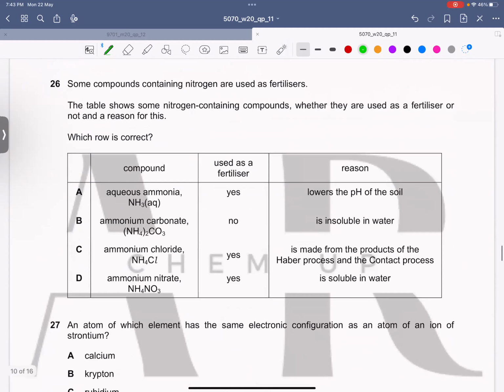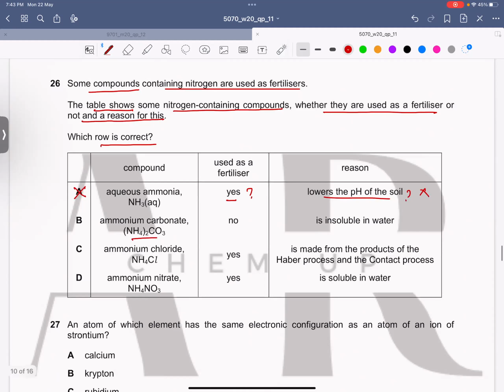Some compounds containing nitrogen are used as fertilizers. The table shows some nitrogen-containing compounds, whether they are used as fertilizer or not, and a reason. For this, which row is correct? Aqueous ammonia, used as a fertilizer, lowers the pH of soil. No, aqueous ammonia is alkaline. It's a weak base. So A is wrong.